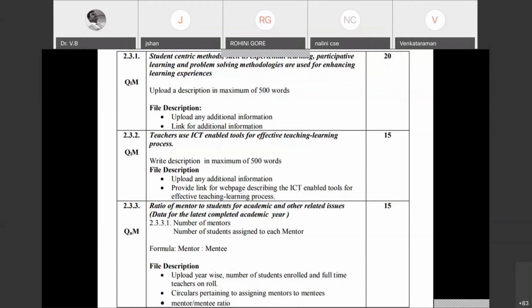And you should also upload the circulars, because at the beginning of every semester or every year, the head of the department would have assigned mentors. In some institutions the mentor does not change at all. As soon as the student enters, in case of engineering courses, from the second year to the final year, the mentor does not change. So the circular which was given assigning this mentor and mentee should be uploaded.